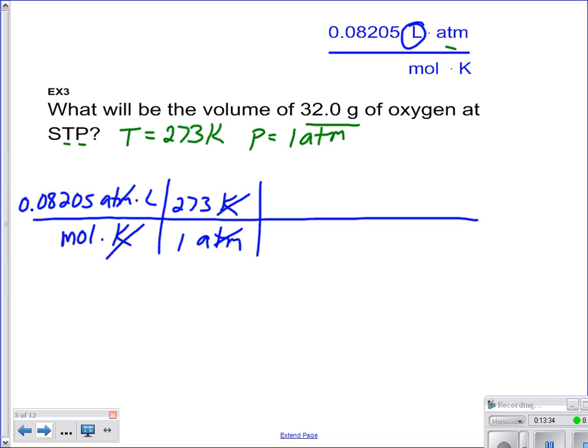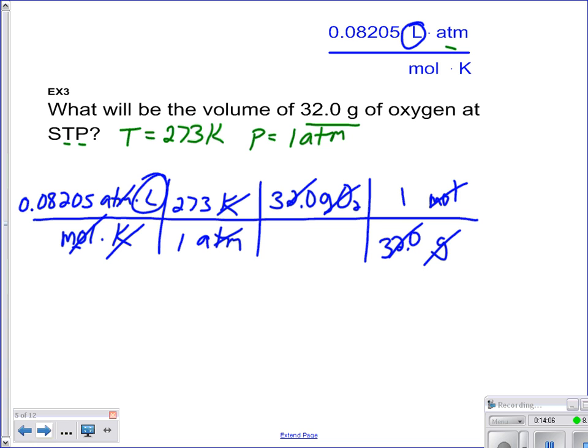Where should I put my 32 grams, top or bottom? Bottom. No, top. Top. Yep. So I've got moles in the bottom, so I need my amount, my 32 grams of oxygen, to go on the top. Well, we can do that simple conversion, get rid of our grams and go to moles. 1 mole has a mass of 32 grams. That makes that math nice and easy. In fact, that cancels out also. So now our moles cancel out. What are we left with? Liters. And what is it? Anybody do it yet? Yeah, 22.4 liters.